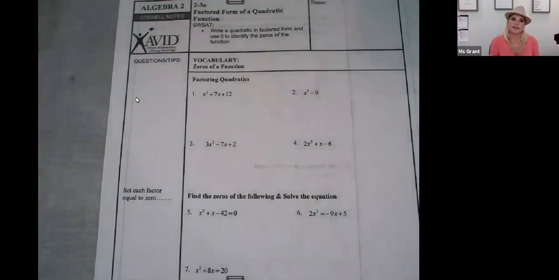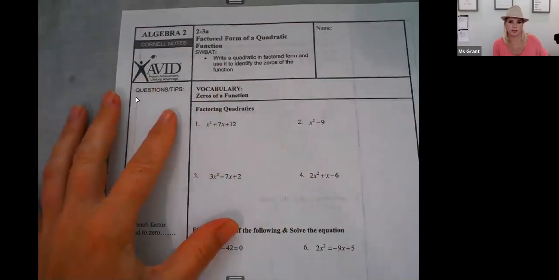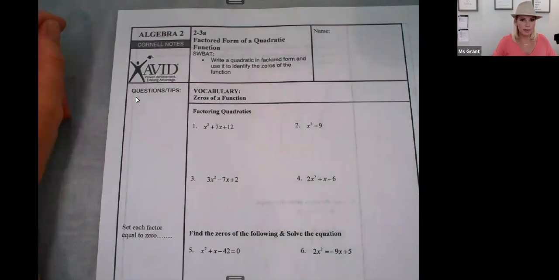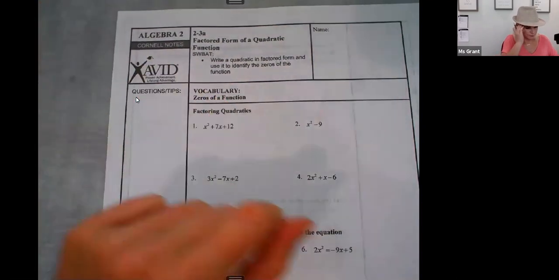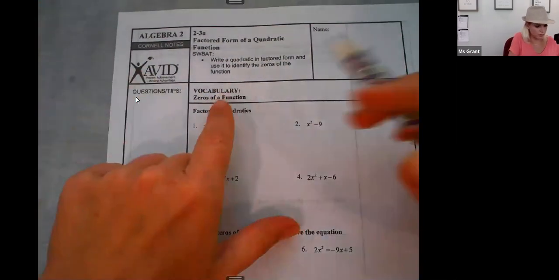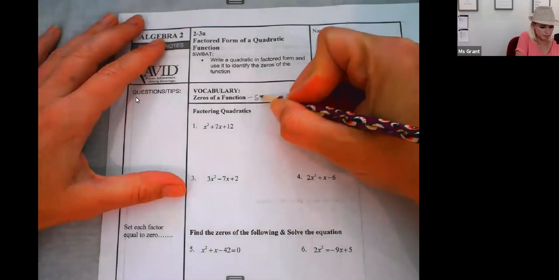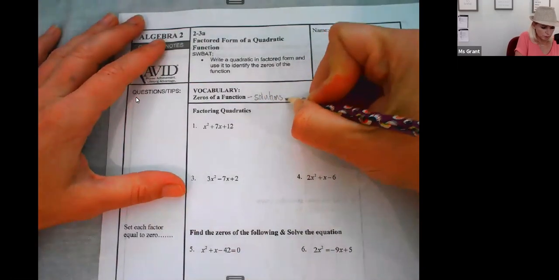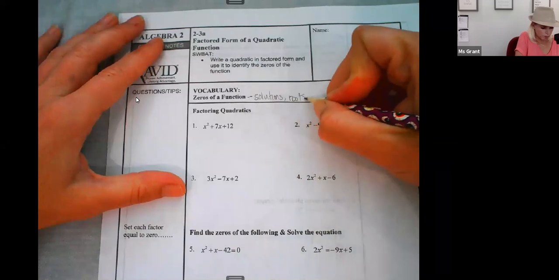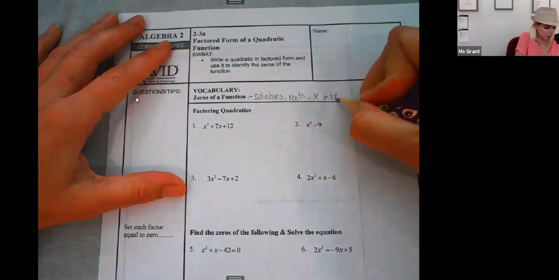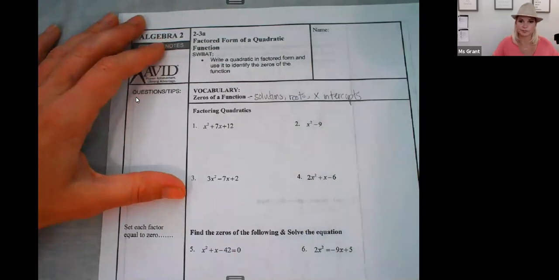We're moving on to the next lesson. We're talking about the factored form of quadratic functions. Okay, so that's ax squared plus bx plus c. We've talked about zeros before. A zero of a function basically means the solutions, roots. The x-intercepts is a big one we're going to talk about today.